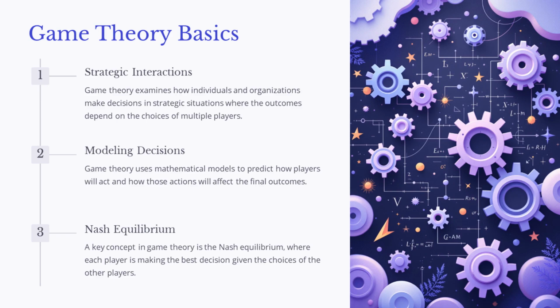A key concept in game theory is the Nash equilibrium, which is a situation where each player is making the best decision given the choices of the other players. Understanding these strategic interactions and modeling decision-making is crucial for making informed choices in competitive environments.